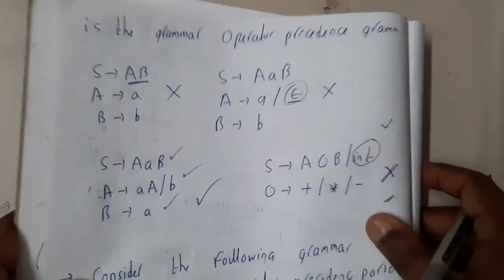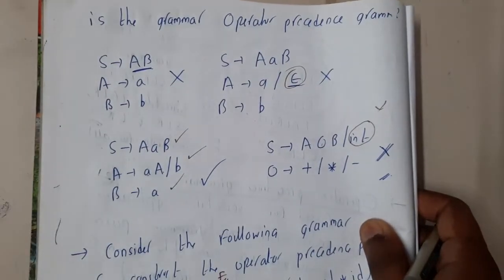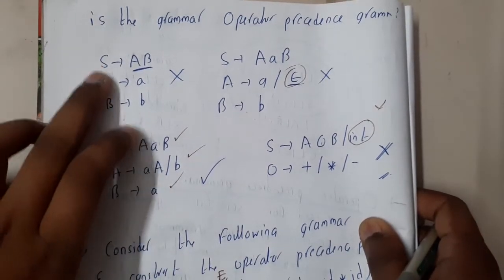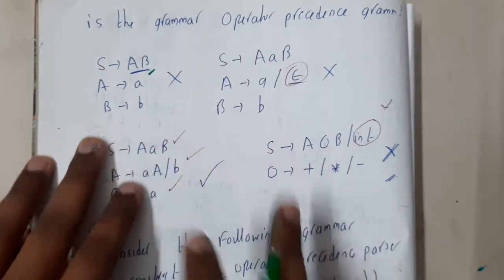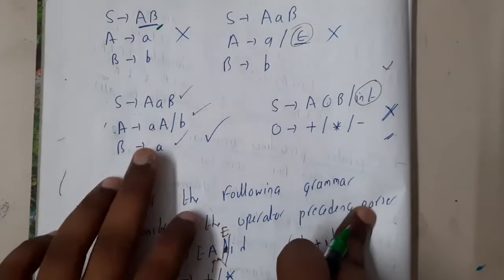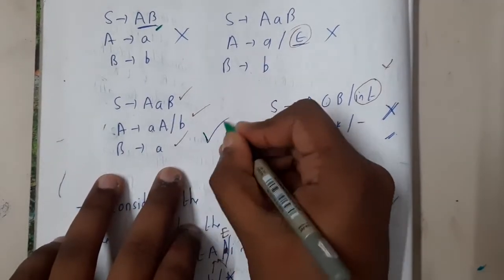So what will be our first step? Let us take some examples. Which of these four are operator precedence? Let us check the first one. Is it operator precedence? The answer is no, because two non-terminals are adjacent. And let us check this. Here there are no two non-terminals adjacent and there is no epsilon. Hence this is operator precedence.